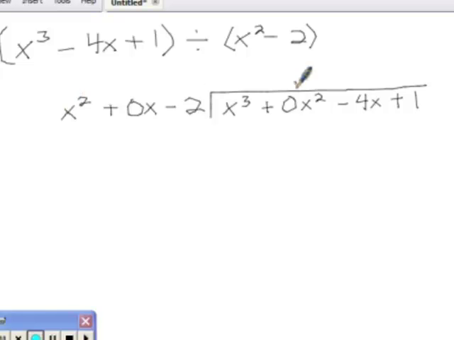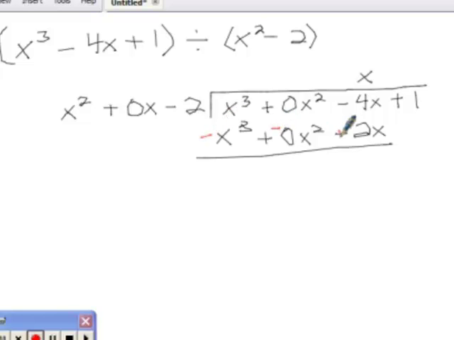x squared times what is x cubed? Well, I think x. x times x squared is x cubed. x times 0 is 0x squared. So there I just have zeros. I guess it didn't matter too much, but you never know. And then x times negative 2 is negative 2x. Draw the line. Change the signs. Boom, boom, boom. Gone, gone.